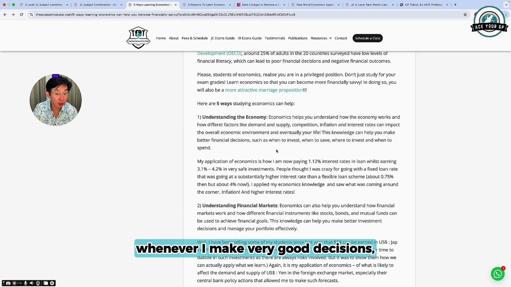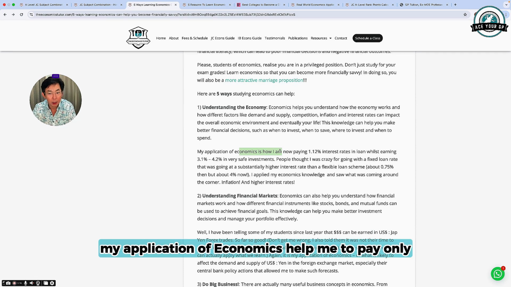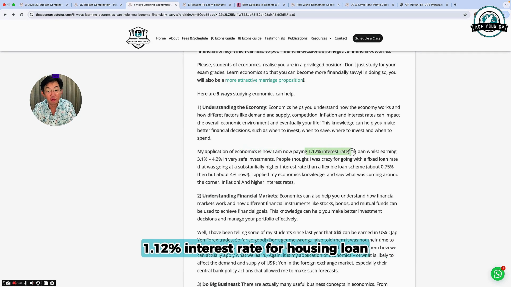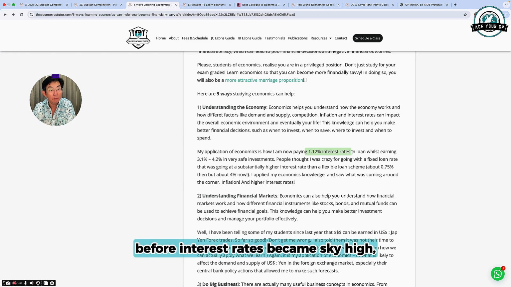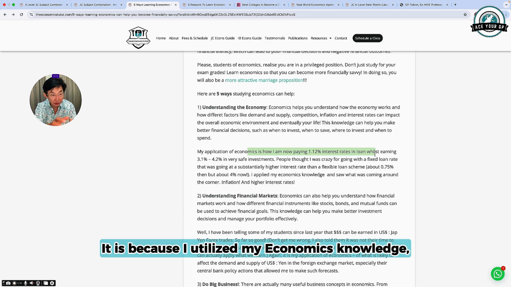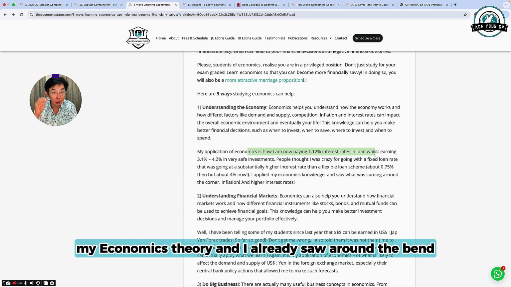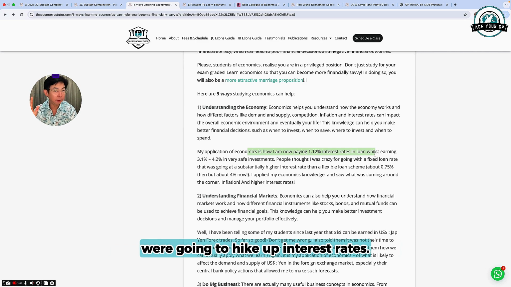Whenever I make very good investment decisions, or very poor investment decisions, there can be lessons to learn as well. For example, in recent years, my application of economics helped me to pay only 1.12% interest rate for my housing loan. I locked in this very low interest rate before interest rates became sky high, like 5%. Why did I do that? It is because I utilized my economics knowledge, my economics theory, and I already saw around the bend what the global economy was going through and how central banks around the world were going to hike up interest rates. So this saved me a lot of money.